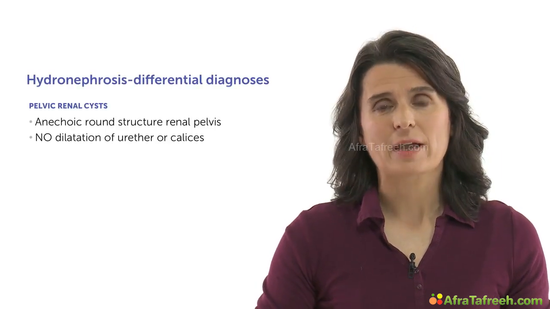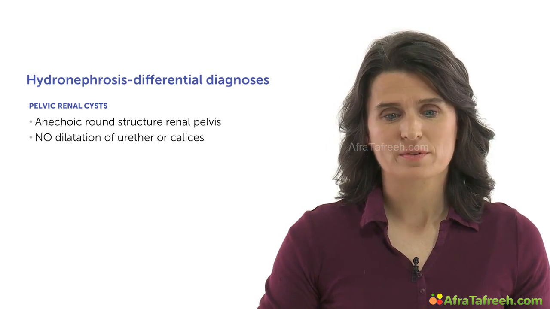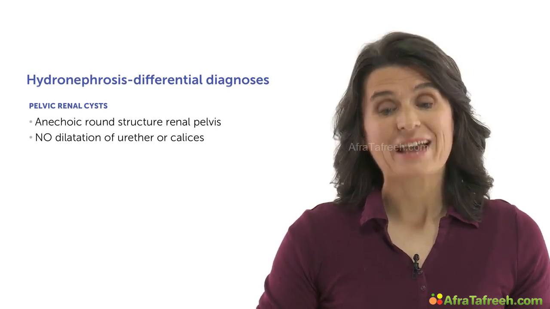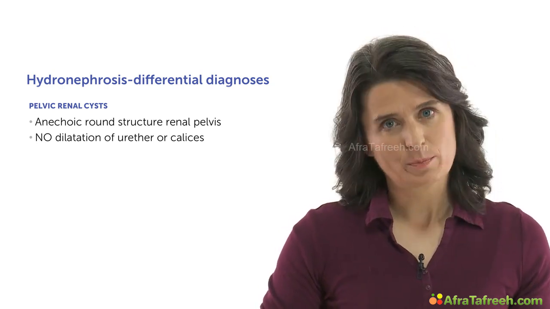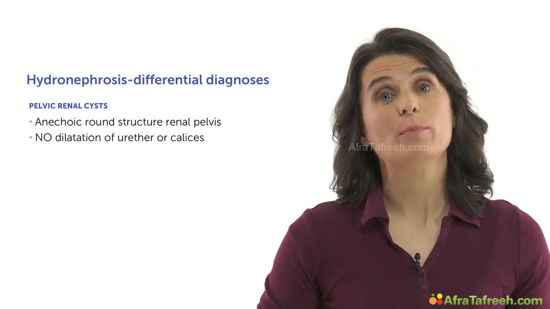Another differential diagnosis are pelvic renal cysts. Sometimes renal cysts central in the pelvis can mimic hydronephrosis. But also in this case, the urethra and the calyces are not dilated. And often in the second plane, for example when we turn in the transverse plane, the cyst can be identified.